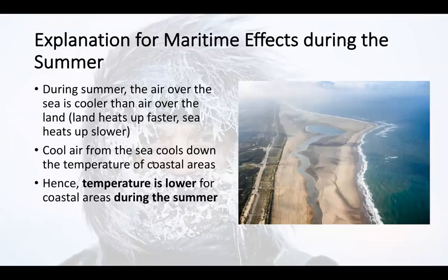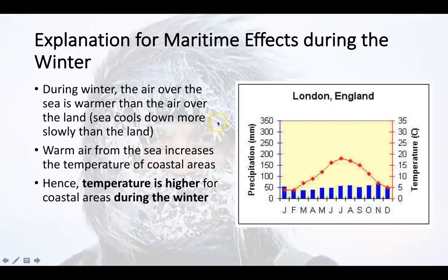That is why when you jump into the ocean, even when it's very hot, you will notice the ocean water is still very cold. What will happen is cool air from the sea will then cool down the temperature of coastal areas. So if you're living near the coast, take for example most places of Singapore, temperature will be lower for coastal areas during the summertime because of the fact that cooling air from the sea will cool down the temperature.